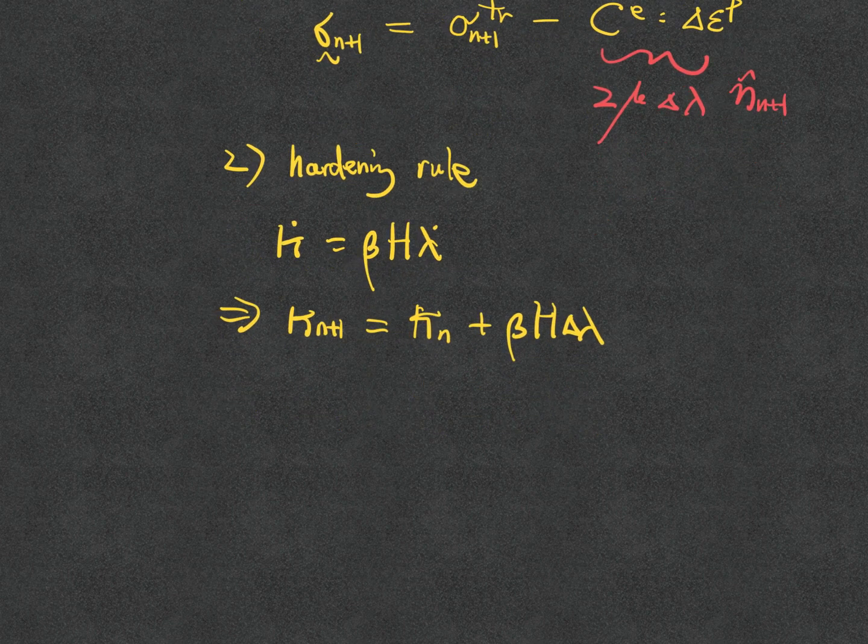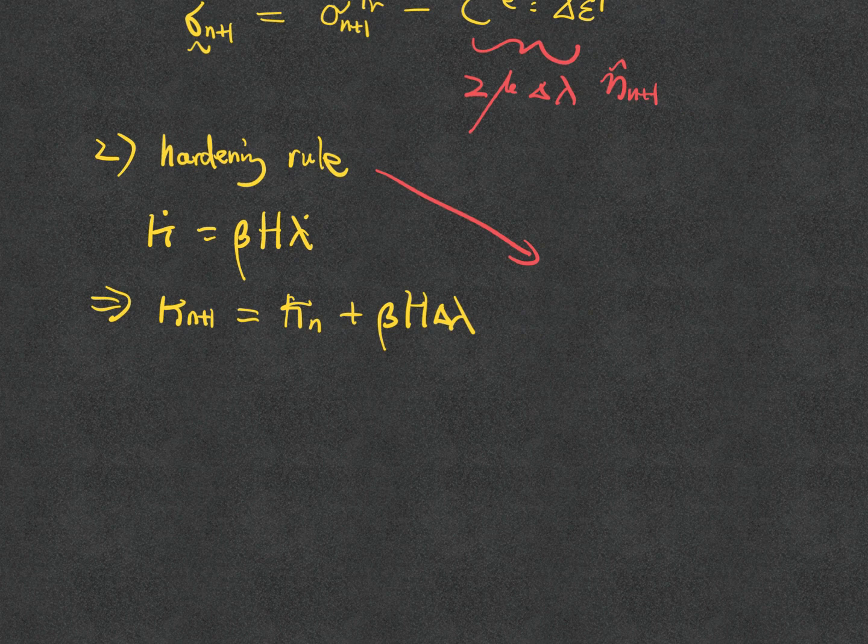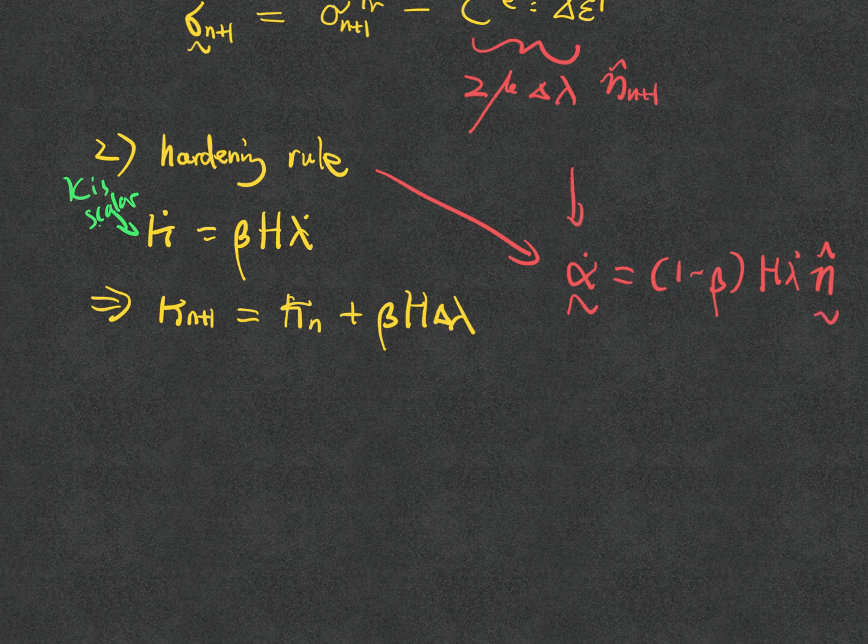This is pretty obvious. Now there's hardening rule number 2, which is related to the change of the back stress. The back stress changes in the amount of 1 minus beta h lambda dot n. There's a big difference here that I want to emphasize again. Kappa is a scalar. The back stress, on the other hand, is always a second order tensor. You see that? Alpha always has the same kind of expression as the stress itself. Does that make sense?